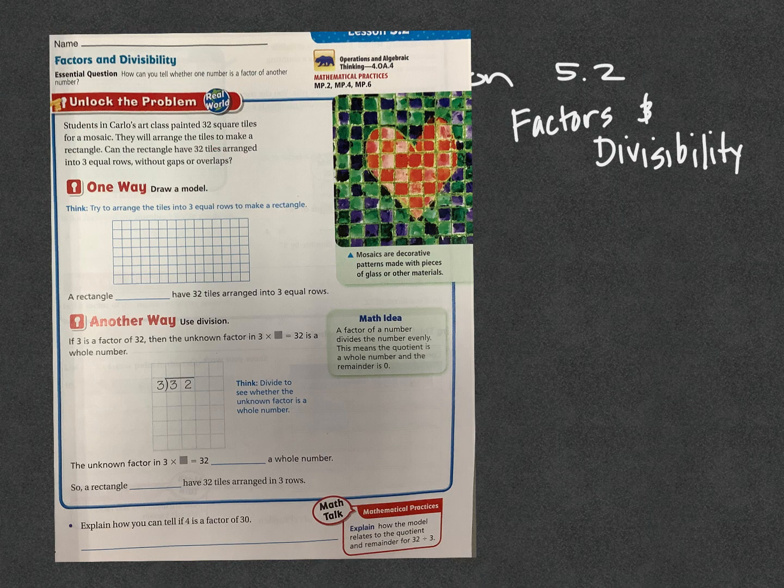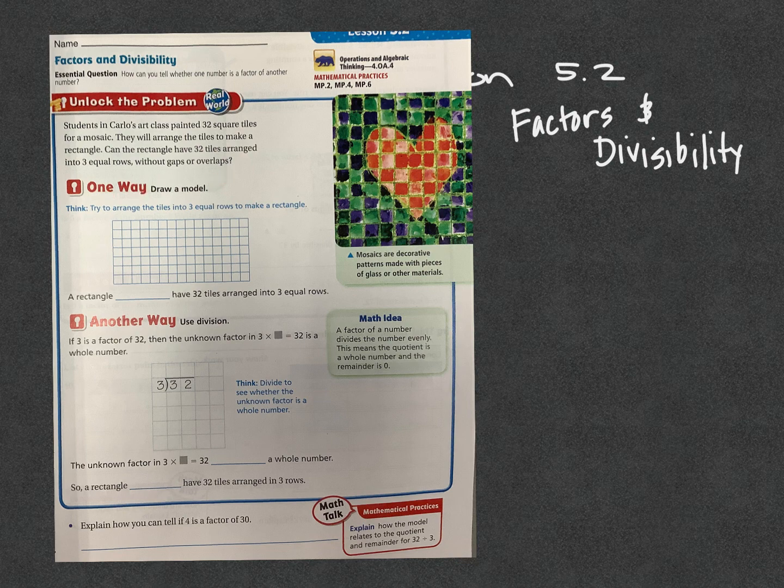So we are given this problem. Students in Carlos' art class painted 32 square tiles for a mosaic. This is a mosaic here. They're decorative patterns made with pieces of glass or other materials. They will arrange the tiles to make a rectangle. Can the rectangle have 32 tiles arranged into 3 equal rows without gaps or overlaps? So one way we can determine that is we can draw a model.